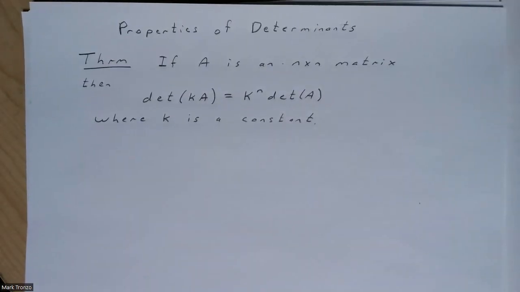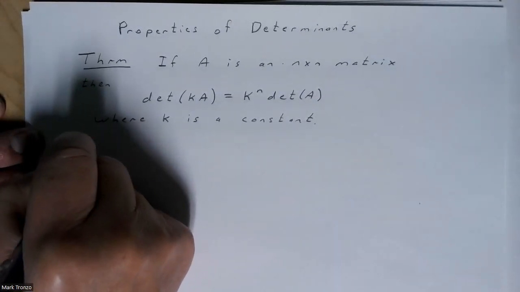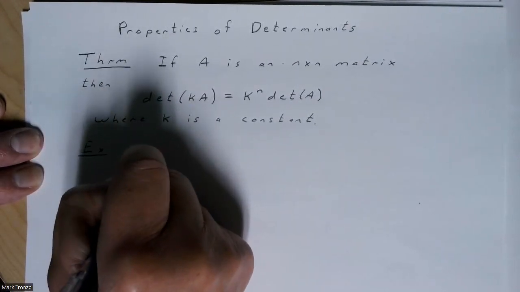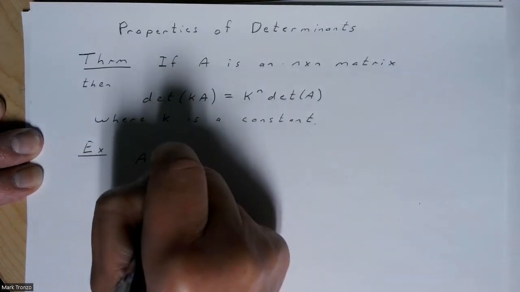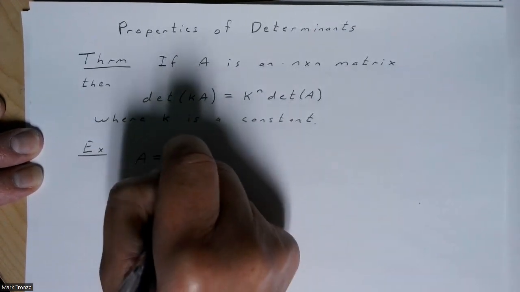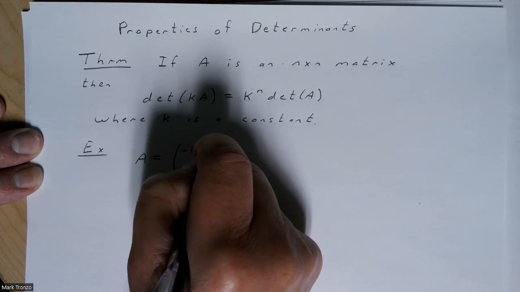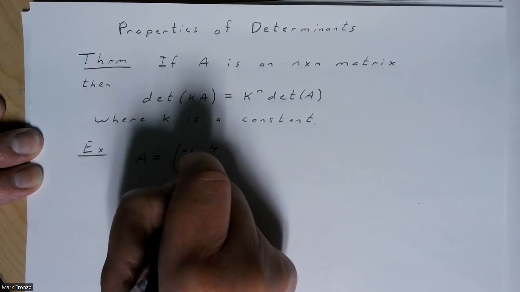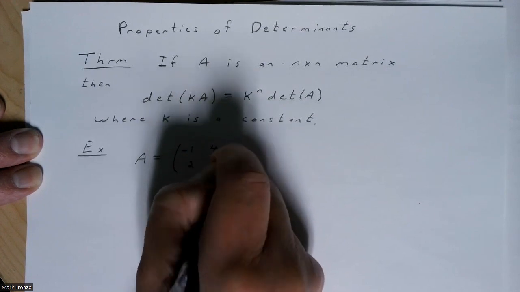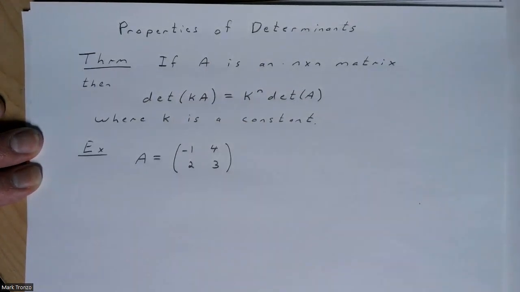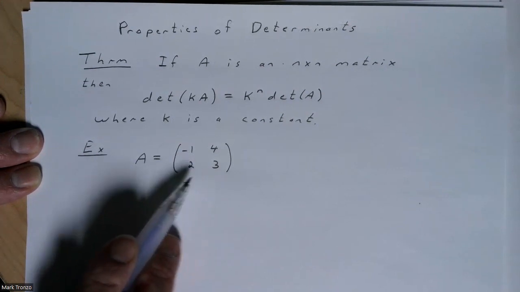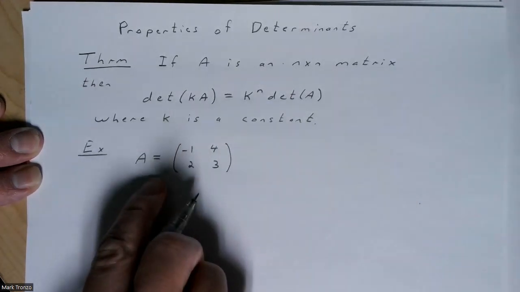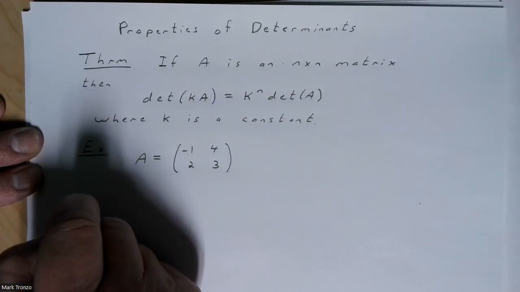And so let's actually test this on a 2 by 2 matrix. So let's say A is -1, 4, 2, 3, like this. I like to use small numbers when we know we're going to have to multiply things out so that things don't get too big. And so let's first find the determinant of A.